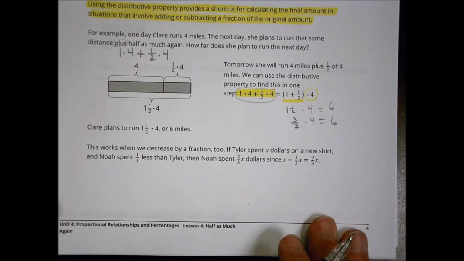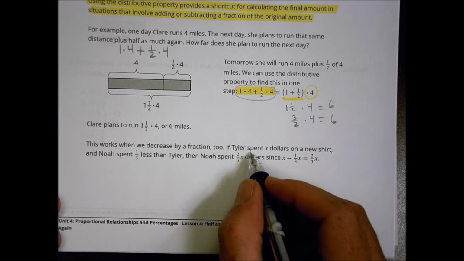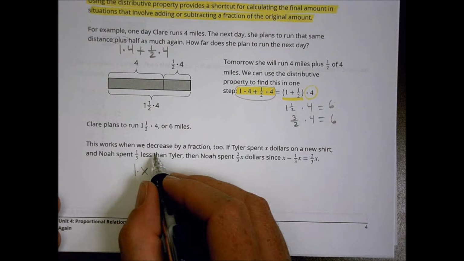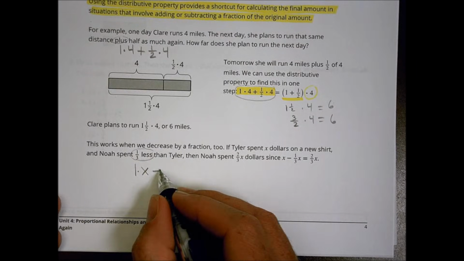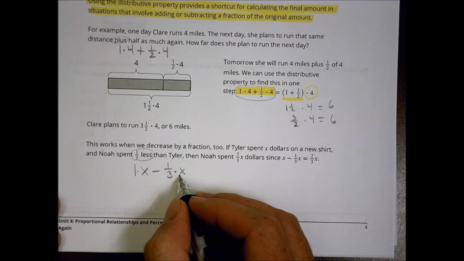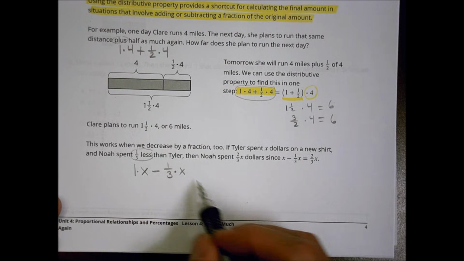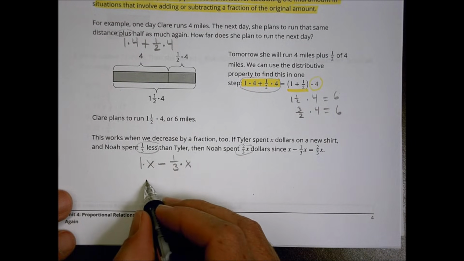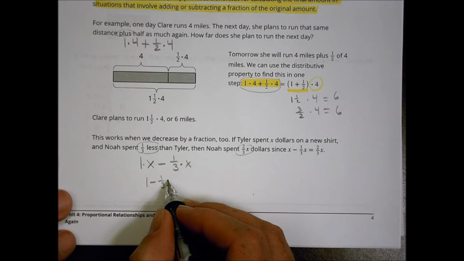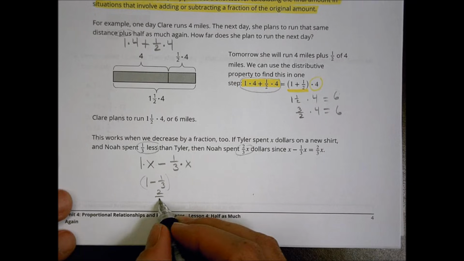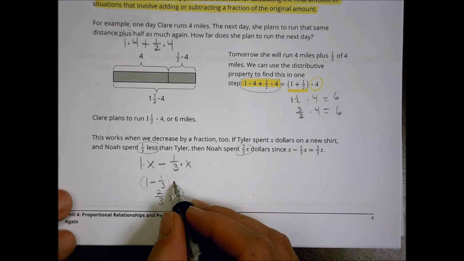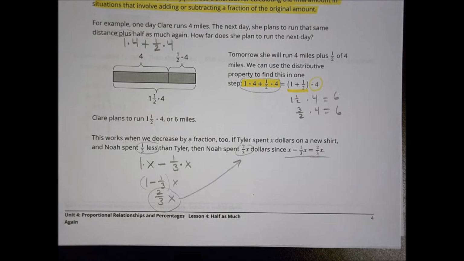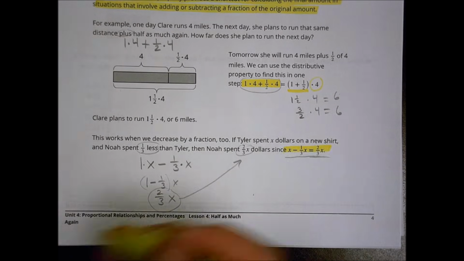So here's an example. You can do it decreasing as well. If Tyler spent X dollars, and we'll put a 1 in front of that, X dollars on a new shirt, and Noah spent 1/3 less, we're going to subtract 1/3 of that amount. Okay, then what would that look like? It says here, then Noah spent 2/3 X. Is that true? Let's take a look. We would do 1 minus 1/3, which is 2/3, and then we keep our X right here. Okay, so yes, that's how that works there. And again, it shows you how that works with a subtraction problem right there.